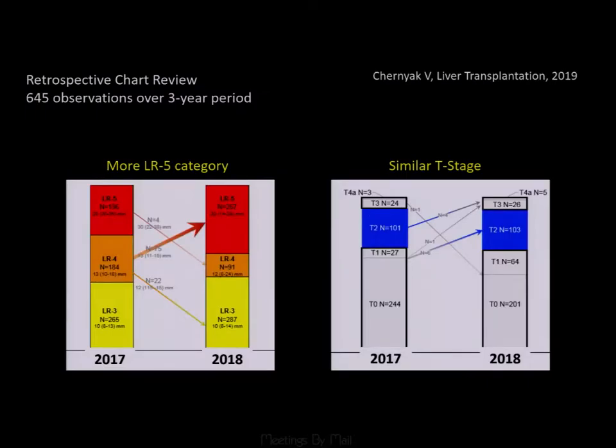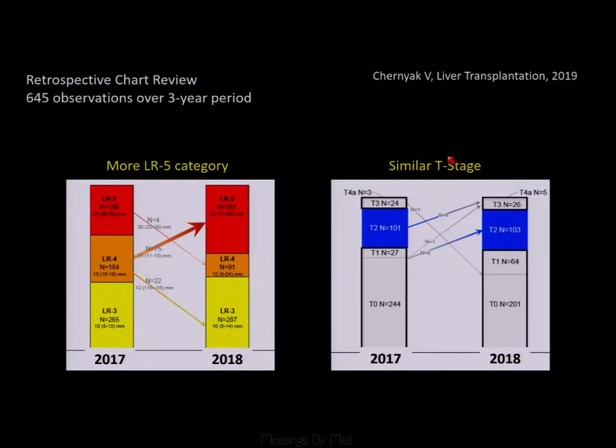If we want to look at this from a different perspective, this is again from Dr. Cherniak, her second shout out of the night. This is a retrospective chart review of over 600 observations. If we look at it from the lesion perspective, what's happening when we apply 2018 versus 2017? Well, we're moving a lot of these observations from the LR4 category to the LR5 category. So they're going from an indeterminate category to a definite category.